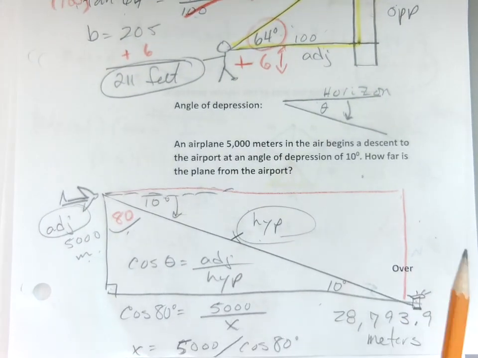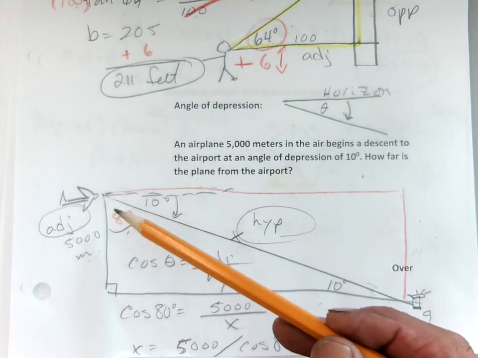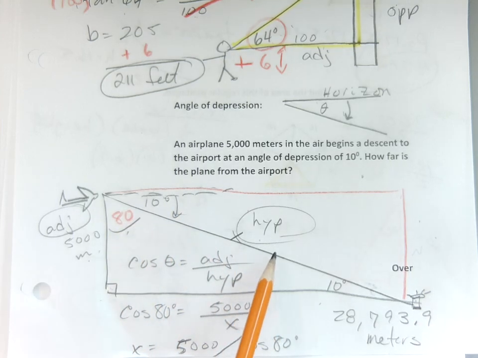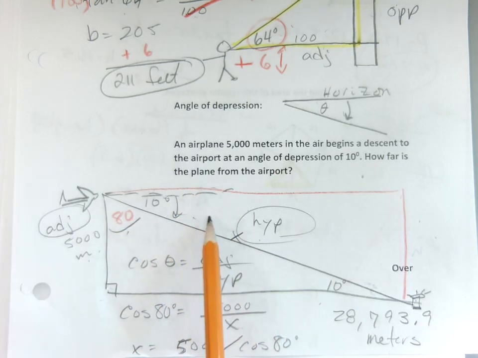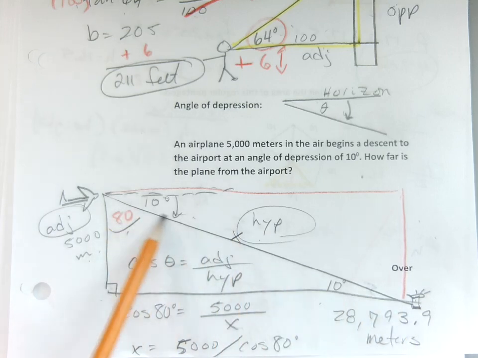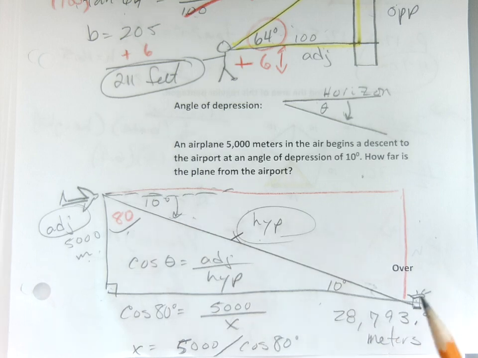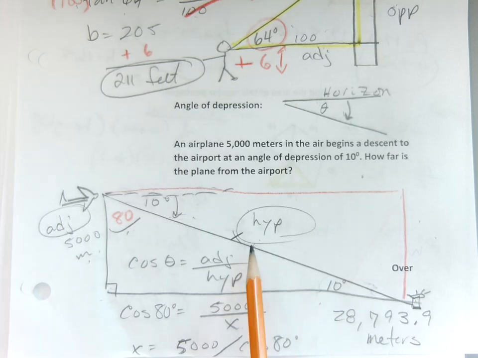Angle of depression, okay. An airplane 5,000 meters in the sky begins its descent to the airport at an angle of depression of 10 degrees. How far is the plane from the airport? That's that right there. So this 10 degrees is the angle of depression. There's a couple ways to do this. You could go to this angle here, and we could use opposite over hypotenuse, which is sine.